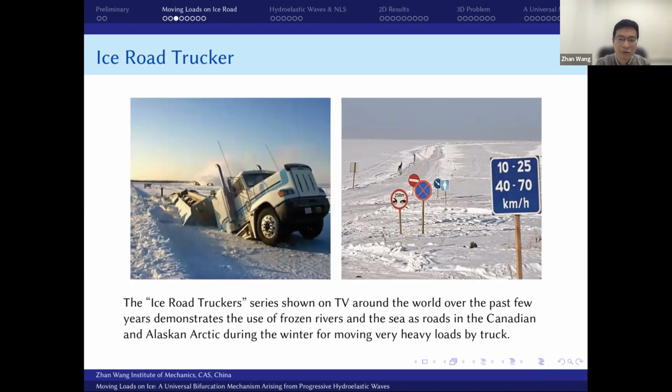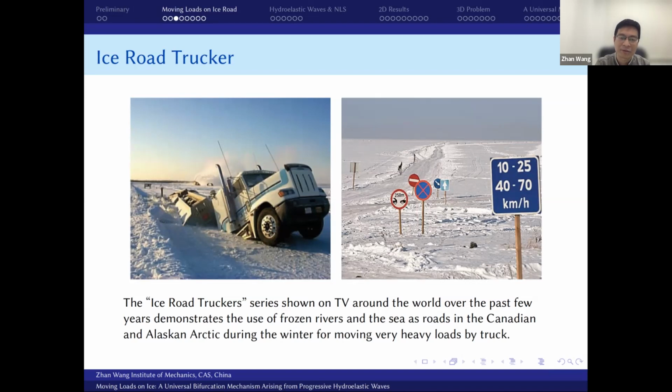And if you Google the words ice road truckers, you will find a very famous TV show all around the world. It's produced by Canadian people. Over the past several years, it demonstrates the use of frozen rivers and the sea as roads in the Canadian and Alaskan Arctic during the winter, moving very heavy loads by truck. And you will find in the TV show that you have to drive the truck very carefully. If you don't drive carefully, then you will break the ice.